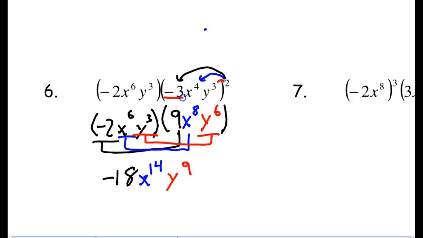Just remember to do the same thing to the numbers as you do to the exponents here with the variables. Sometimes people forget that we had to do negative 3 to the 2nd power also.